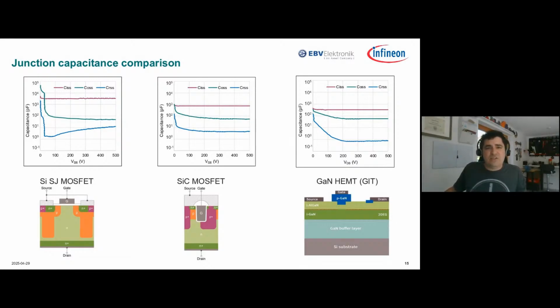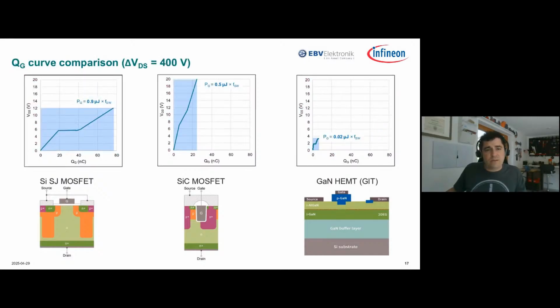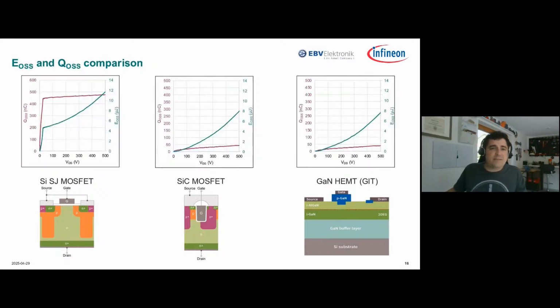So the shape is different. I would say more linear, more flat with respect to voltage, moving left to right, but also the values are much lower. The capacitances are much lower. I find that it's much more insightful to look, instead of the capacitances, to look at the charges and the energy loss. So now let's look at EOSS and QOSS.